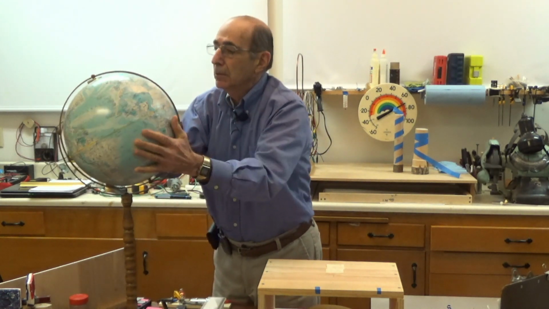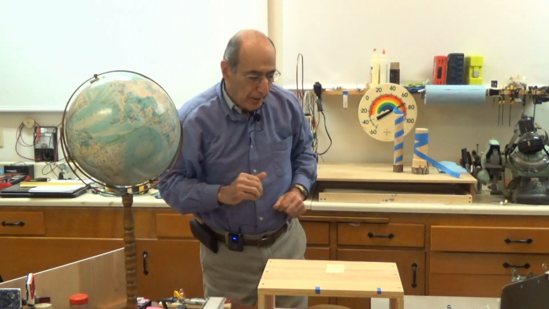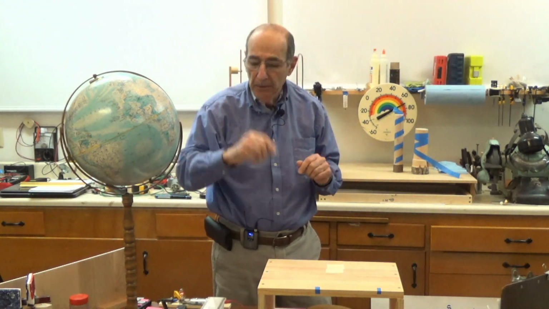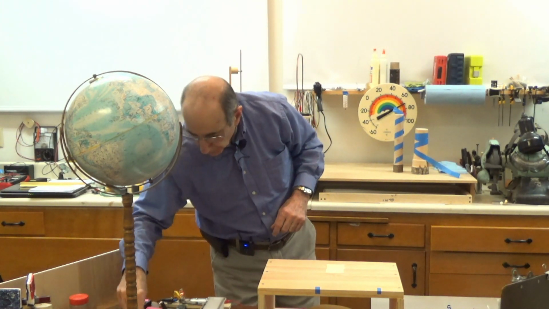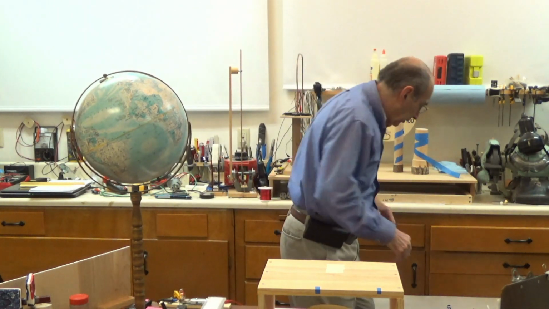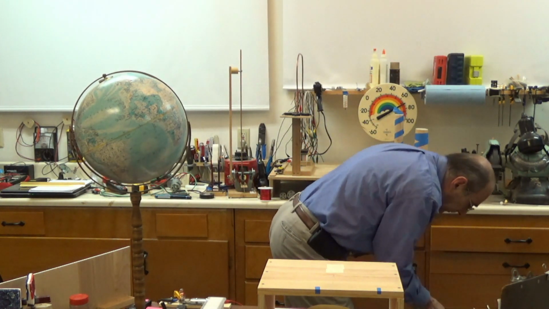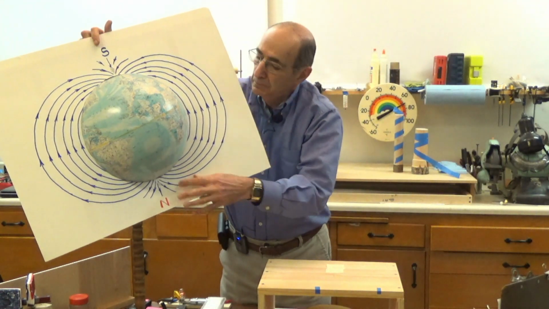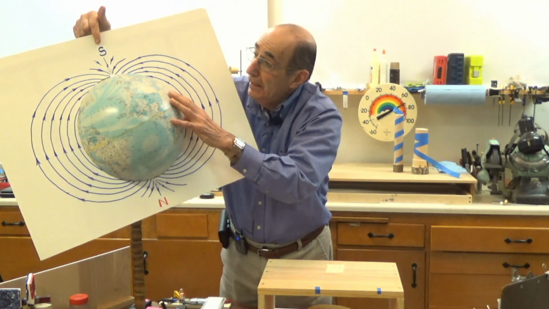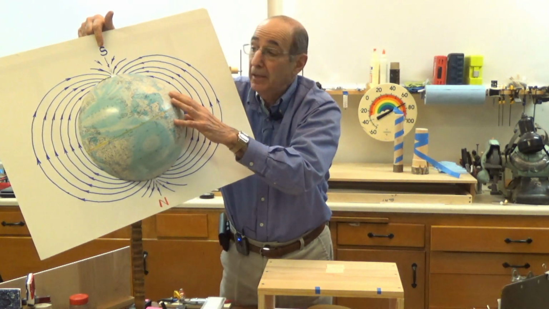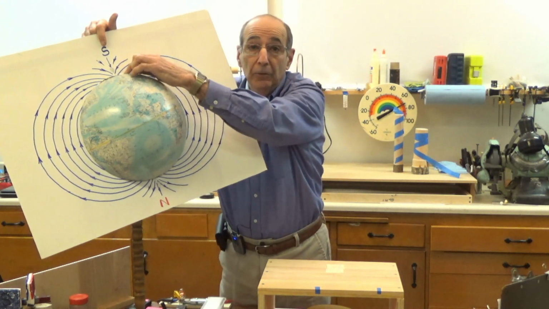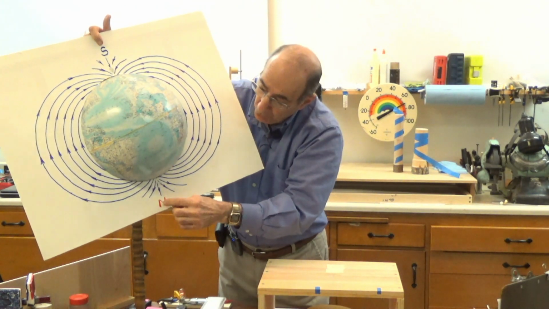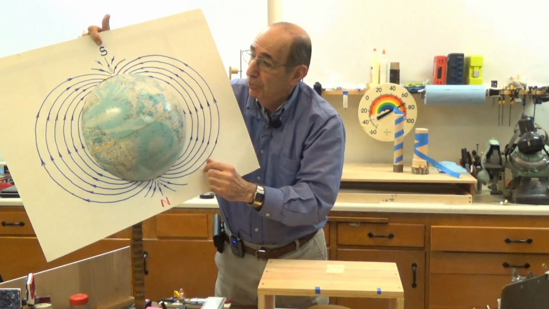So here's a little globe. Now when you go on the internet and you type in Earth's magnetic field and hit images, you'll get all kinds of drawings. And here's a typical thing you might see. Now the S here is the magnetic pole. This is a south magnetic pole at the north geographic pole. We talked about that in an earlier session. And we have a north magnetic pole at the south geographic pole.